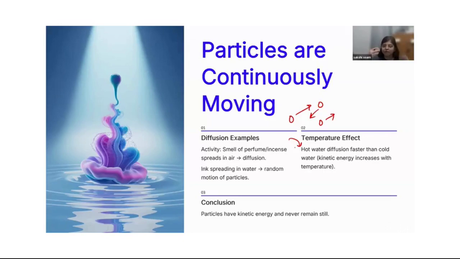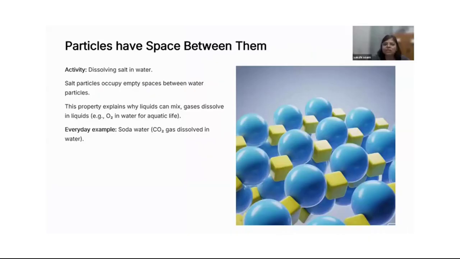So basically, particles have kinetic energy. They keep on moving. They're never still, right? So that is the third property. Now let us move to the other property, that is particles have space between them. I think they've already studied this, that particles have particulate nature. They have spaces in between them.